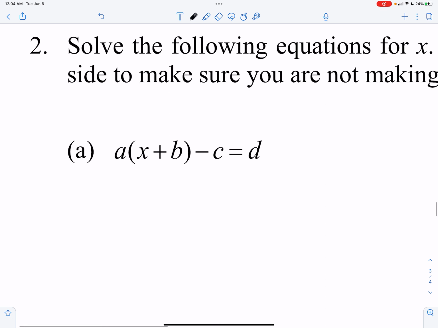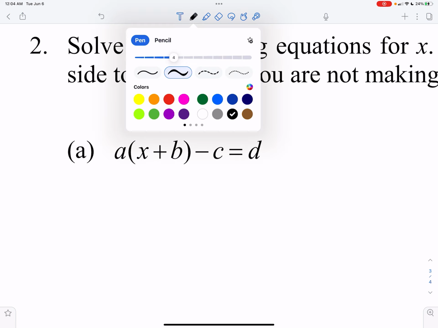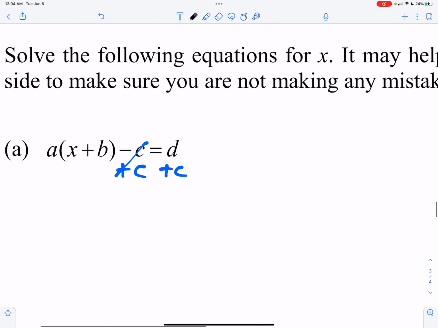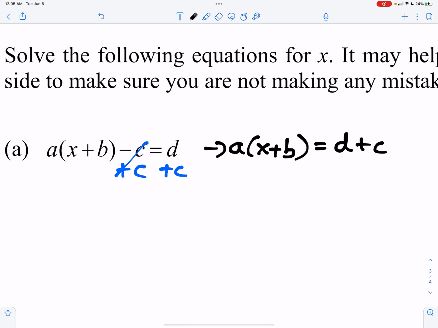I have to get x by itself. Now, in order to do that, I have to get rid of the minus c first, then the multiplying by a, and then finally the plus b. So I'm going to start this whole process by adding c to both sides. Now, if I do that, I get a times the quantity x plus b, and then over on this side, I get d plus c.